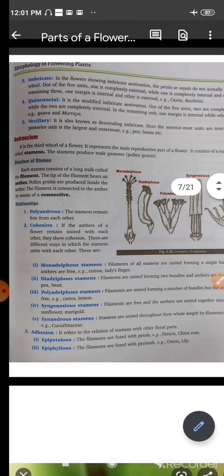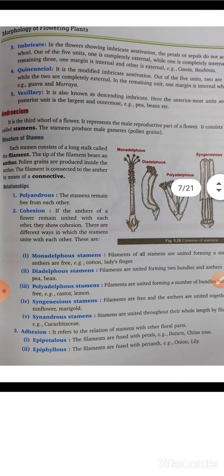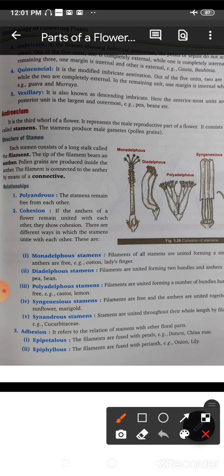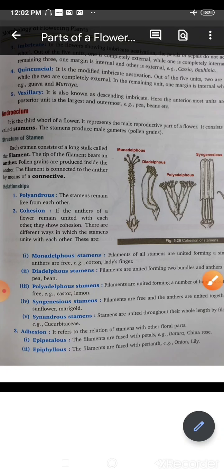Now there are 2 relationships that we see: polyandrous, where the stamens remain free from each other, and cohesion, where the anthers of the flower remain united with each other. Please pay attention: we are not saying the stamens, but the anthers of the flower. If they are united, then they show cohesion. There are different ways in which the stamens unite with each other.